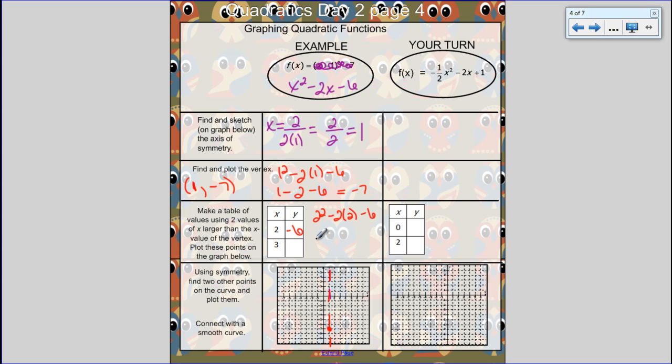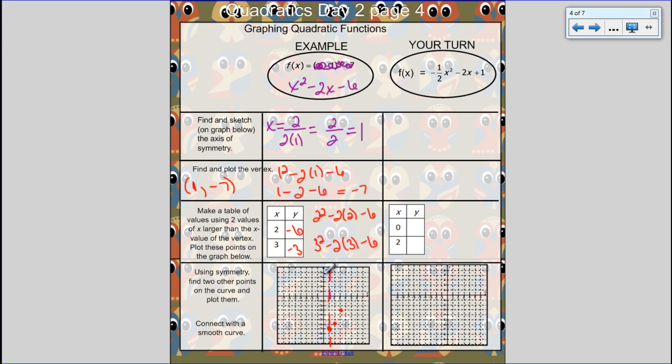And then when I plug in 3, I get 3 squared minus 2 times 3 minus 6. And again, I'm going to use my calculator. 3 squared minus 2 times 3 minus 6. I type it all into one line. My calculator does order of operations, so there it is. So now I have these two ordered pairs. I have (2, -6), and then I have (3, -3). And so here are my points.